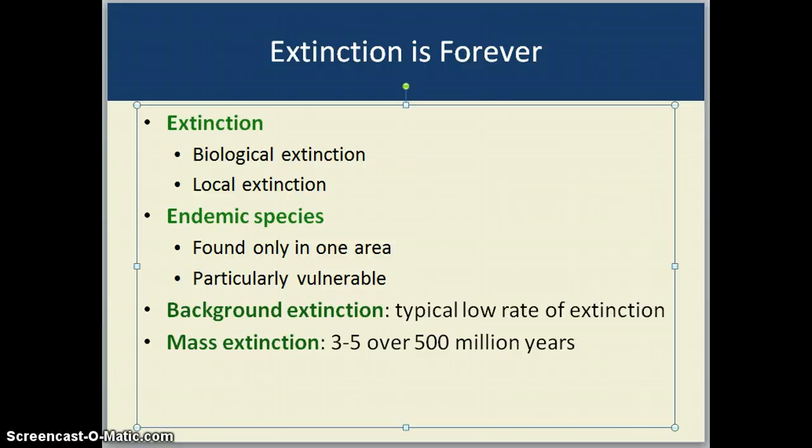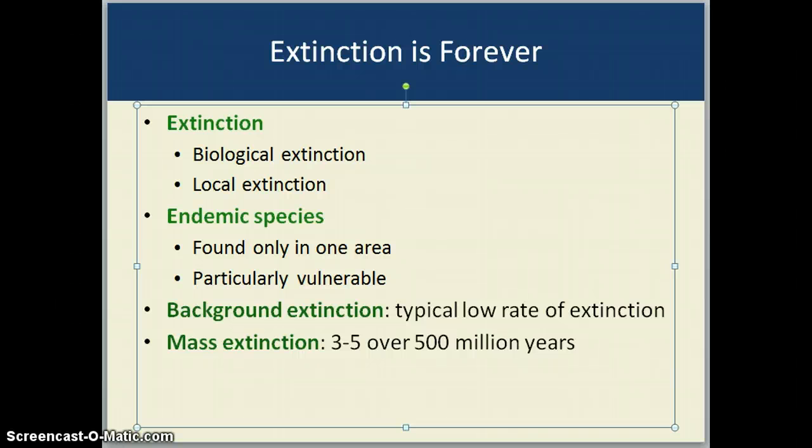An endemic species. An endemic species is a native species. It's found only in one area, and endemic species are particularly vulnerable to extinction because they have such a limited range. Background extinction is the normal, typical low rate of extinction.